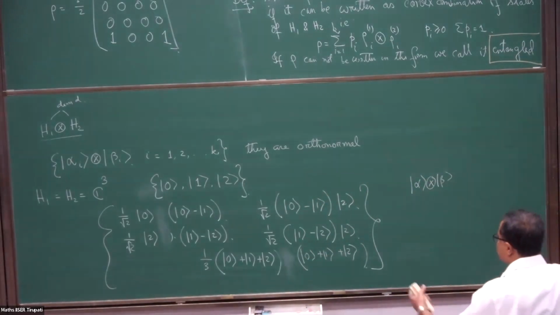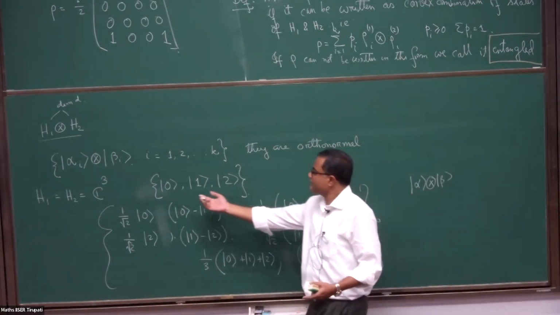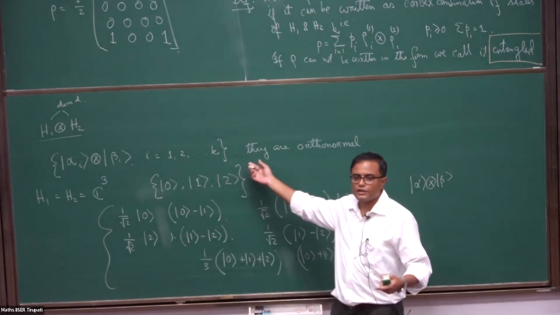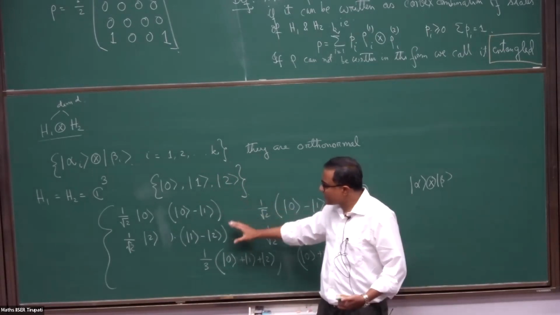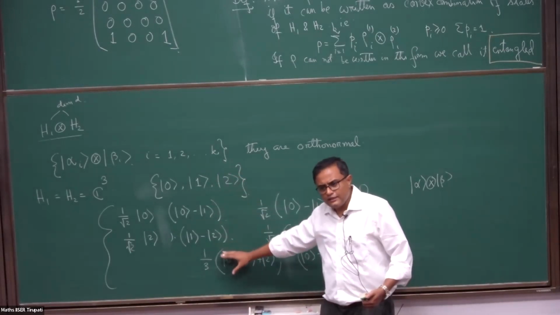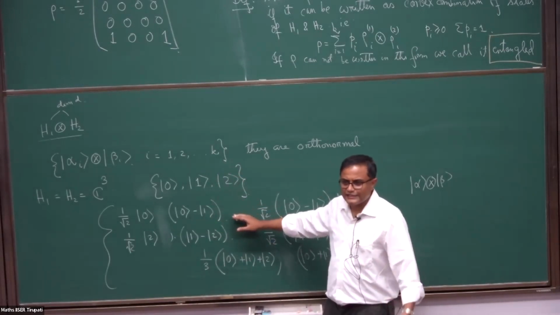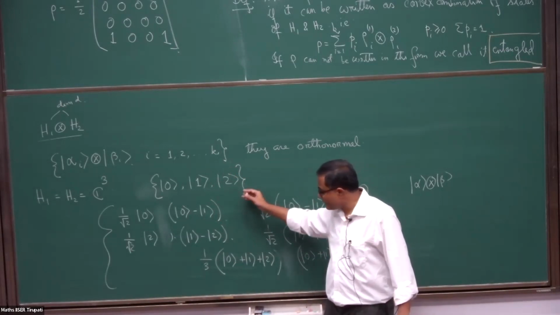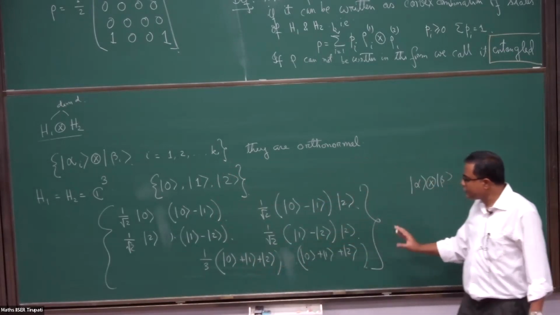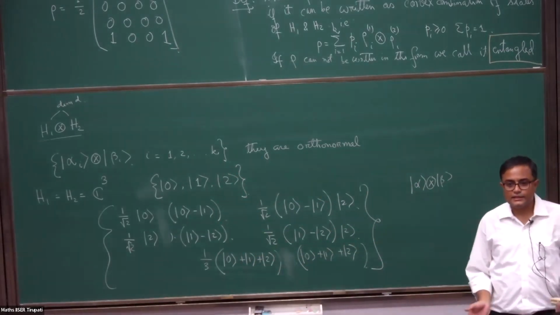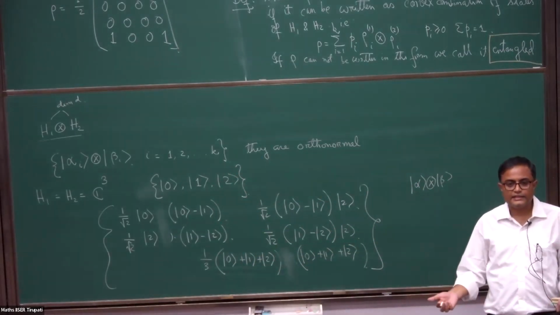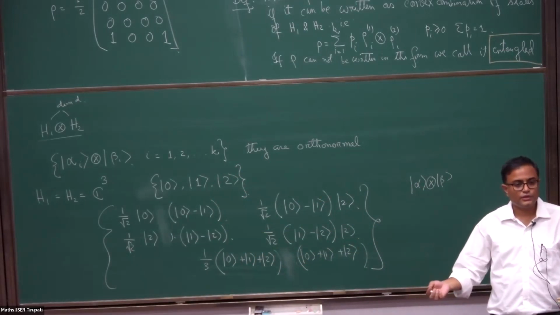See, in this space C3 tensor C3, I always have the product vectors |i, j> with i, j equal to 0, 1 and 2, which always form a basis. But here, cleverly, somebody else did this, not me. These are Bennett, Brassard and various other people. They cleverly chose these 5 vectors and they cannot be extended.